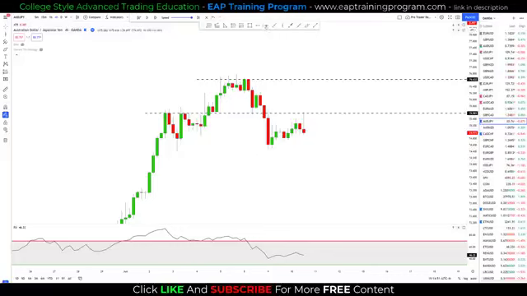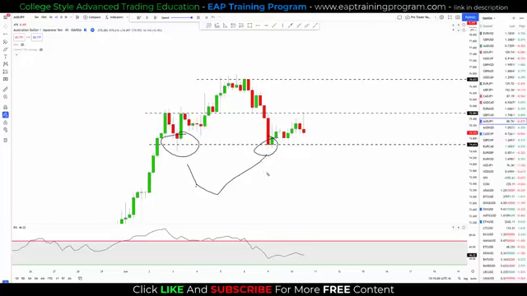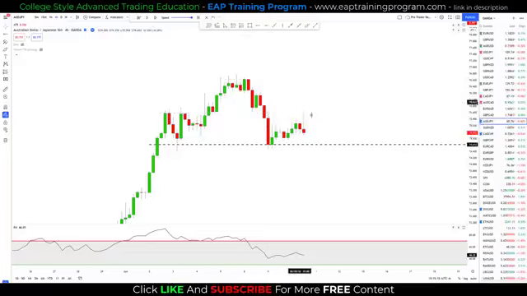Well, to confirm this head and shoulders pattern, I need to see a break and close below the lowest body of the neckline. So this is what's considered the neckline. The bottom of the two shoulders is considered the neckline of this pattern. What I need to see is a break and close below the lowest body of that neckline. So let's go ahead and get rid of these lines to make this easier. At this point, all we're waiting on for an entry is a close below the lowest body of the neckline.